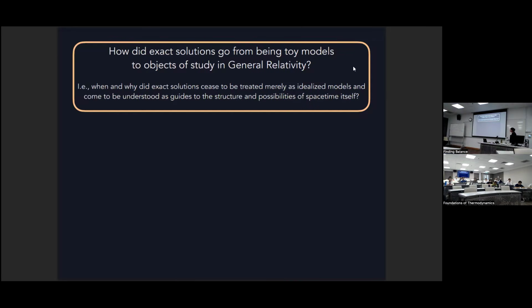Okay. So the question that I want to ask in this talk is, how do exact solutions go from being toy models to objects of study in general relativity? There was a time in which they're toy models that represent what we think about real systems, about the real universe. Then they cease to be treated merely as idealized models, and eventually they become objects of study in and of themselves, with whole books published that catalog all the kinds of exact models that exist and how to go between them, et cetera. So there's this transition, and I want to understand better what's going on during this transition.